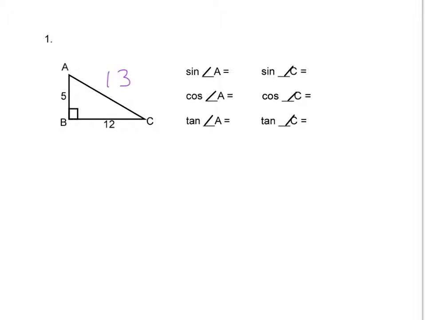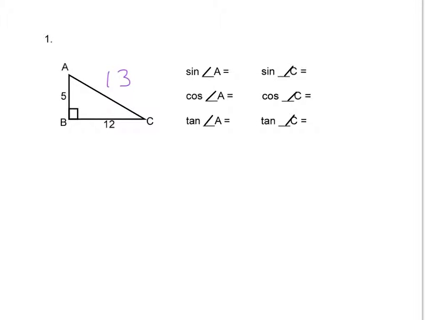The cosine of angle A is the adjacent leg, CAH, over the hypotenuse, which is 13, so that's 5 over 13. And our tangent of angle A is going to be the opposite leg, 12, over the adjacent leg, 5. So that's going to be 12 over 5 right here.